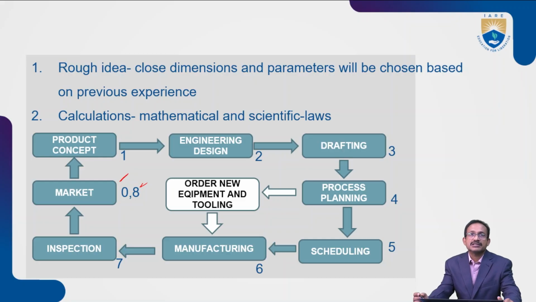It starts with a rough idea, and that rough idea will pass to the engineering design department for refinement. Some mathematical and scientific laws will be applied in order to calculate whether these rough ideas are suitable for the design or not. So in the design engineering stage, the design process will be applied. We have already discussed the design process.